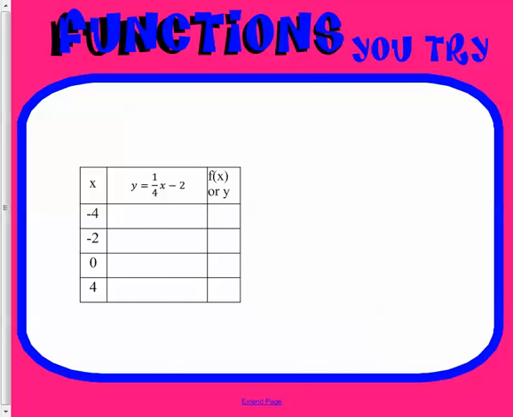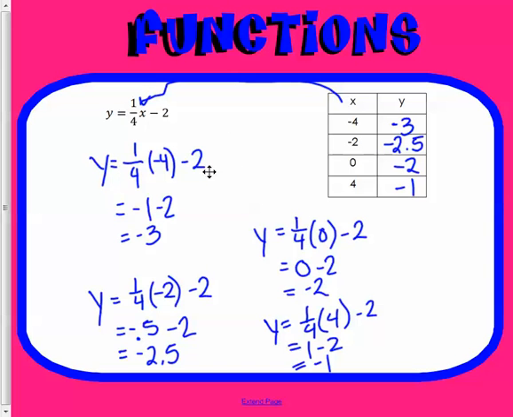Okay, so here's what I would have done. I would have taken 1/4 times my negative 4 and gotten negative 1, and then minus 2 would have been negative 3. If I put in negative 2, 1/4 times negative 2 would be a negative half, and a negative half minus 2 is negative 2.5. If I plug in 0, I'm just subtracting 2, which is negative 2. And if I plug in 4, 4 times a fourth gives me a whole, and 1 minus 2 is negative 1.